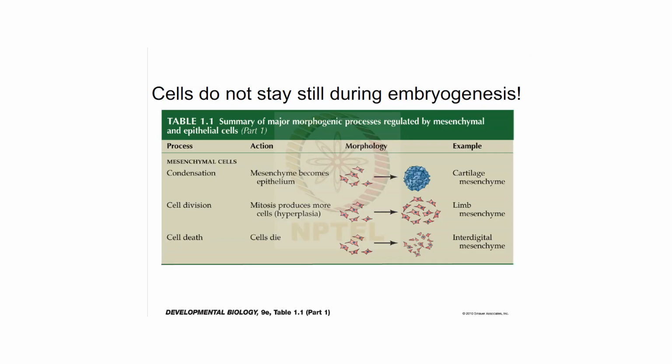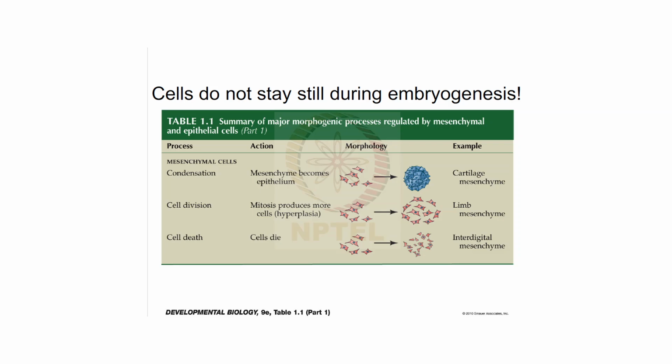Okay, so cells do not stay still during embryogenesis. The mesenchymal cells undergo processes like condensation, cell division, and cell death. If they undergo condensation, they'll form epithelium cells. And if they go through cell division, basically mitosis, they will form the limb mesenchyme. Interdigital cell death happens when the fetus is developing, so it has some kind of a web which is developed between the digits.